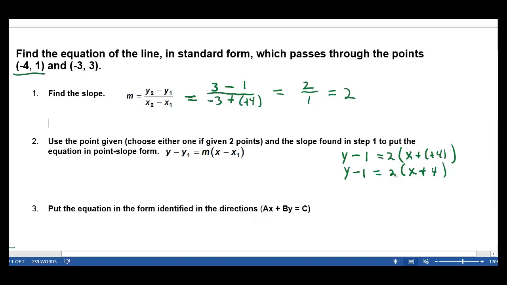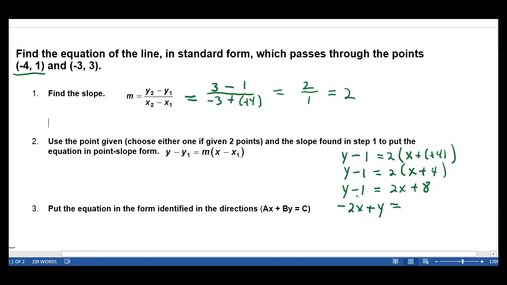So what we're going to do next is use our distributive property to distribute the 2 times the x and the plus 4. So we have y minus 1 equaling 2x plus 8. To get it in standard form, we need x and y on the same side of the equal sign, so we need to move this 2x from the right hand side to the left. To do that, we just take the negative, or the opposite. Since this is a positive 2x, when it moves to the left hand side it becomes negative 2x. The y doesn't change because it's staying on the same side of the equal sign as it was originally.